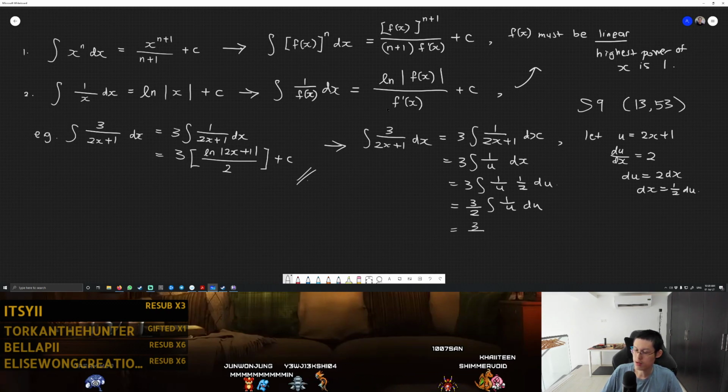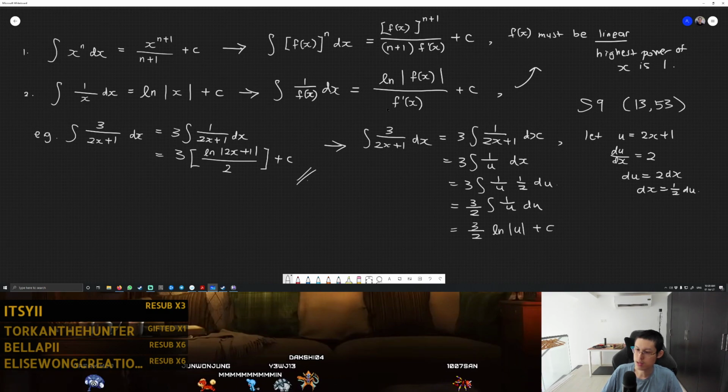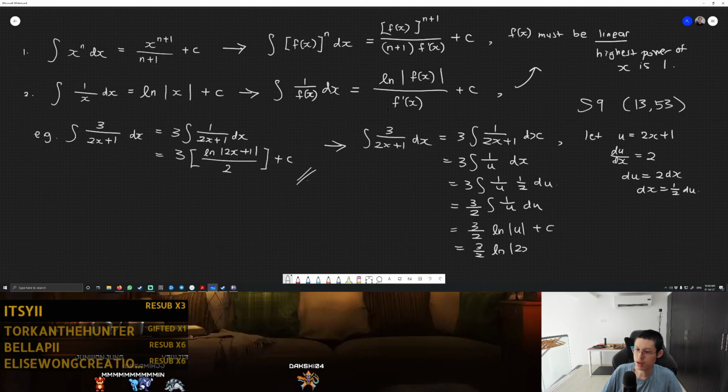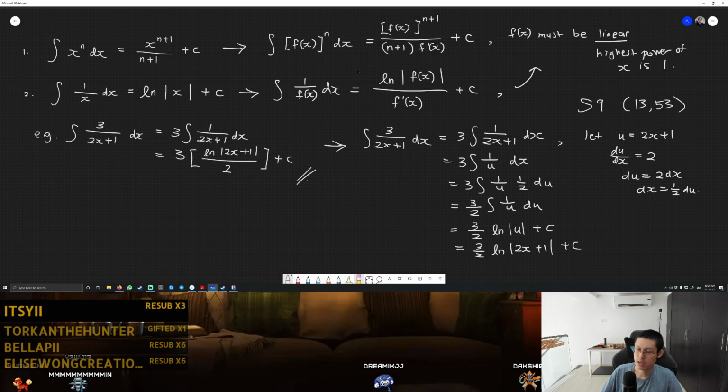So we're going to end up with 3 over 2 ln modulus of u plus c. What is u over here? u is actually 2x plus 1. And as you can see, this is the same thing as what we got earlier. So this is actually a shortcut, but the shortcut actually comes from the technique called integration by substitution.